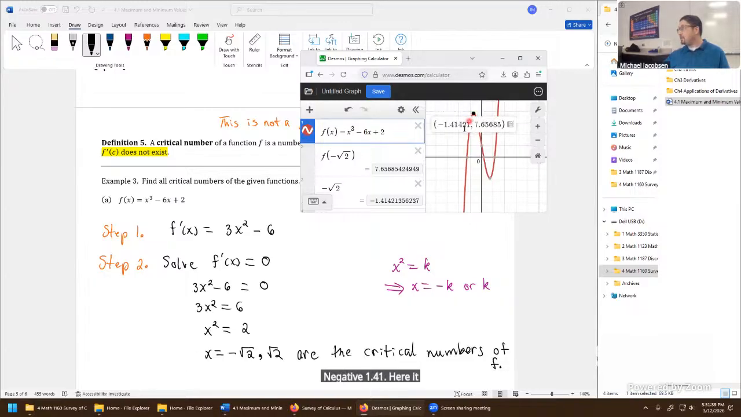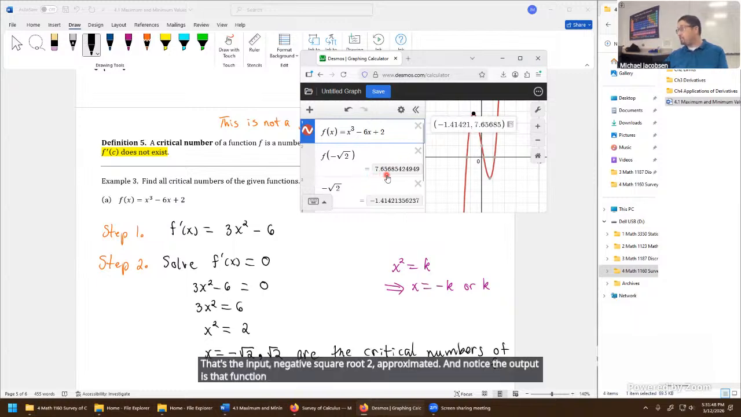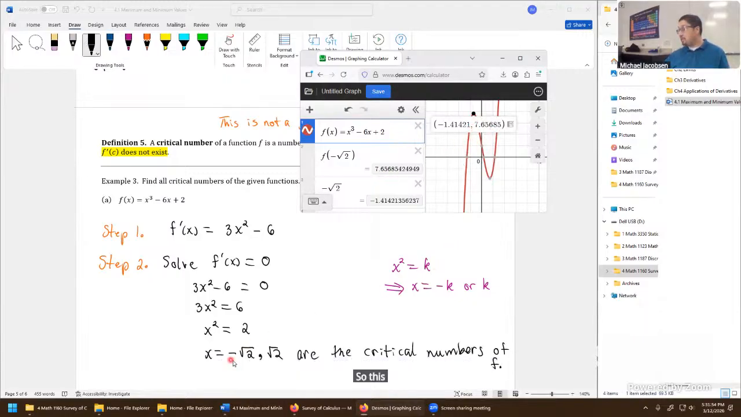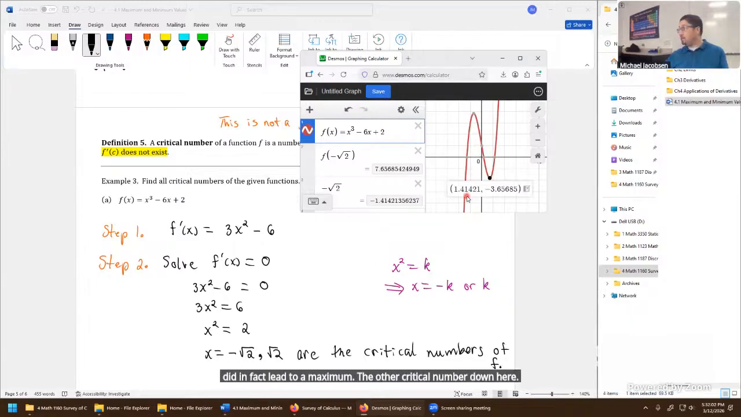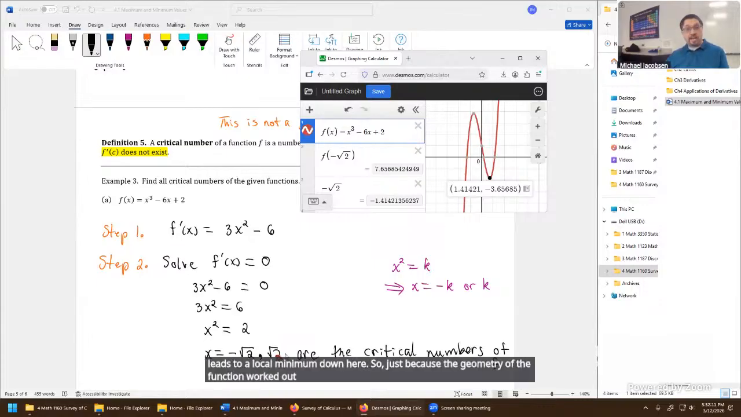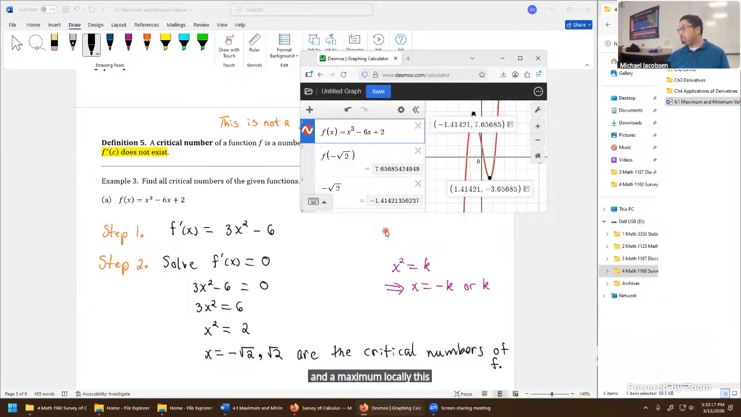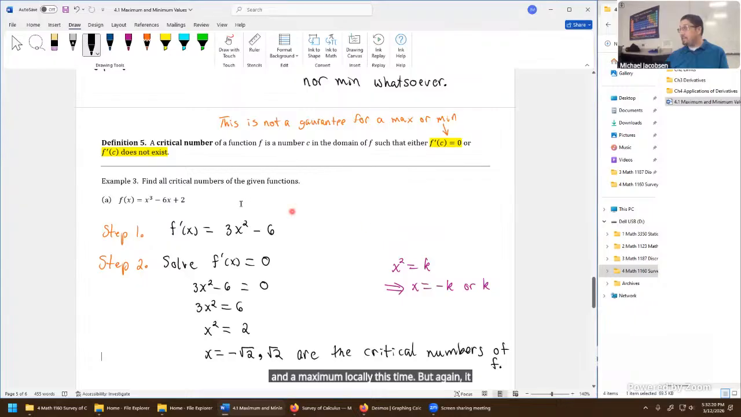Here it is. That's the input, negative square root 2, approximated. And notice the output is that function value, f at negative root 2, 7.6568. So this time, the critical number negative root 2 did in fact lead to a maximum. The other critical number down here, positive root 2, leads to a local minimum down here. So just because the geometry of the function worked out, the critical numbers actually led to both a minimum and a maximum locally this time. But again, it's never a guarantee. It just depends on the function.